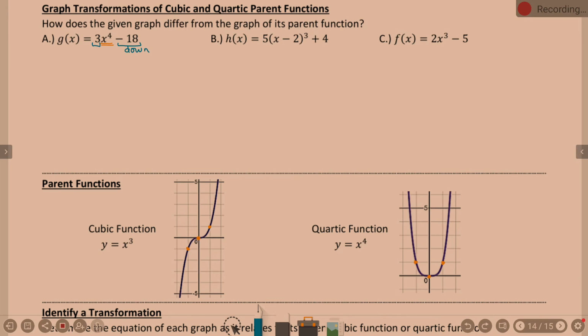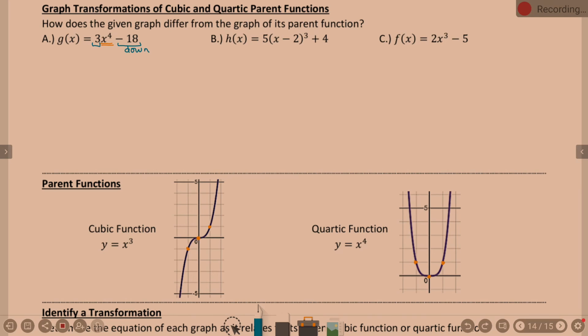Sounds right word. Vertical stretch. Okay. So when a number multiplies out front, it's either a stretch or a shrink. When the number is larger than 1, it is a stretch. If the number is between 0 and 1, it is a shrink. Or, okay, is it compression in our book?